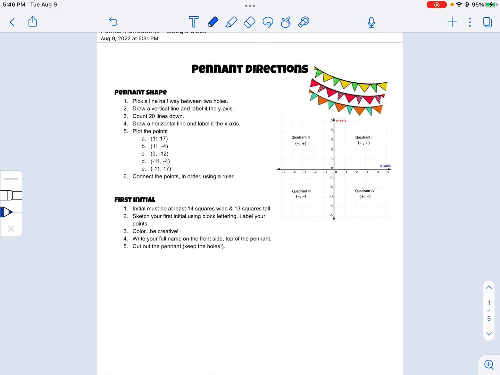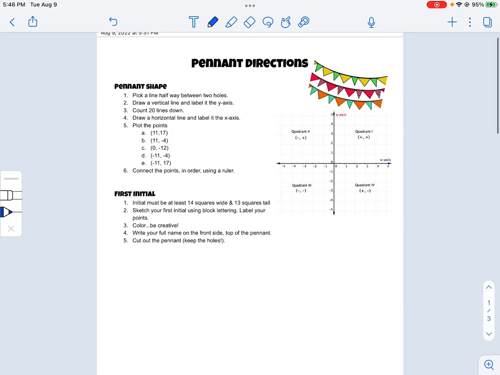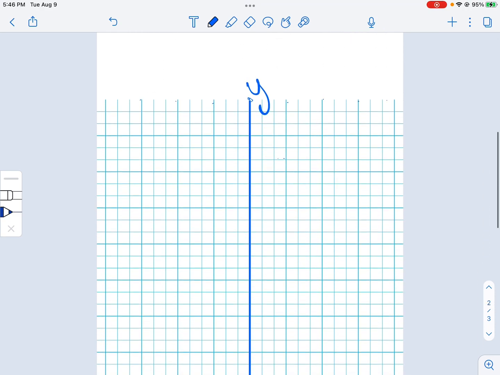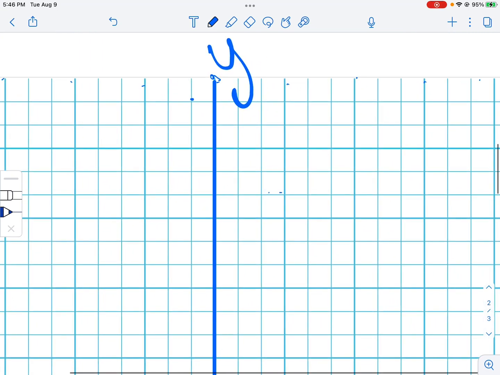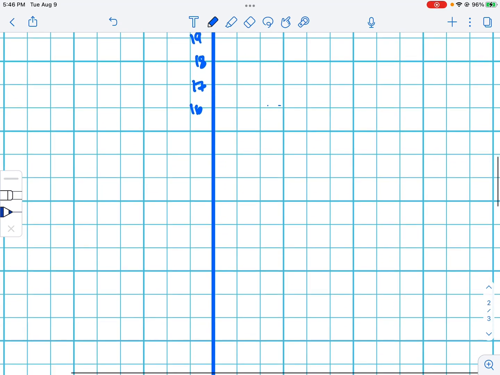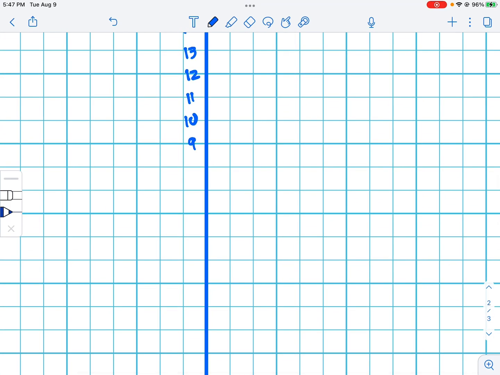Okay, then it says count 20 lines down. So I'm going to count 20 lines down. So I'm going to go ahead, and as I do that, I'm going to put 20, 19, 18, 17, 16, 15, 14, 13, 12, 11, 10, 9, 8, 7, 6, 5, 4, 3, 2, 1.